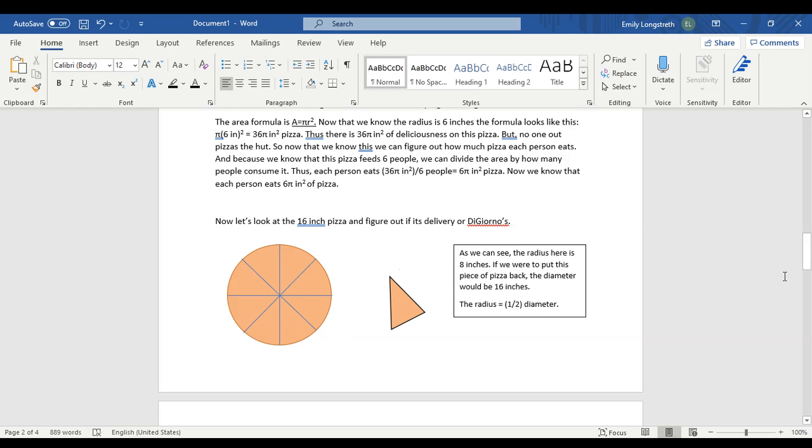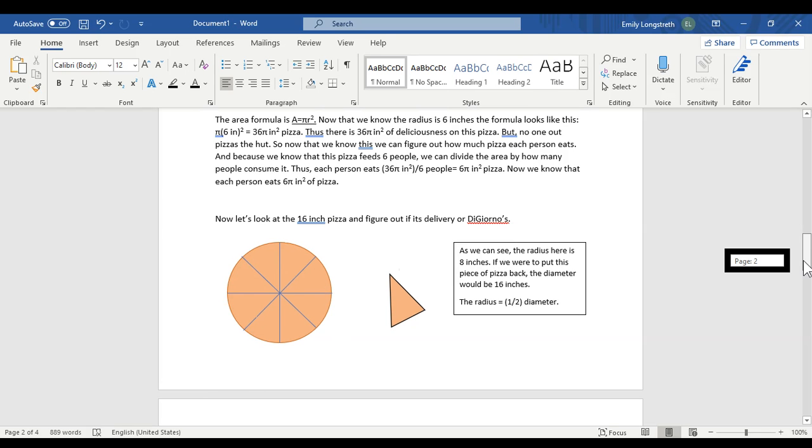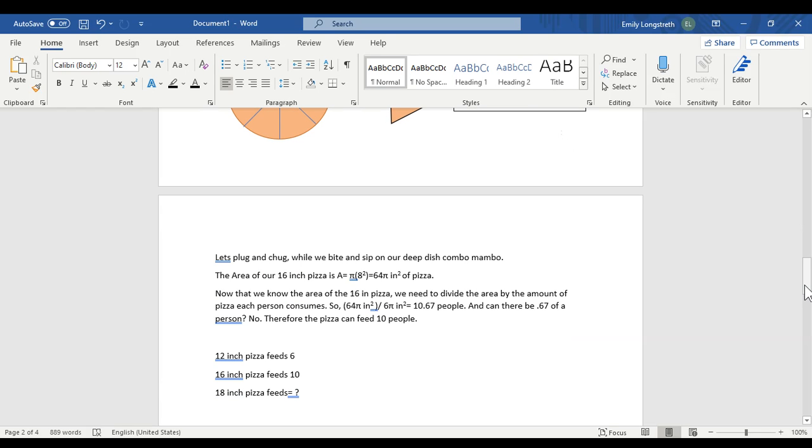That's right, 8 inches. So let's bite and sip on our deep dish combo mambo while we plug and chug this into the formula. Area equals pi times the radius squared, which is pi times 8 squared, and this gives us 64 pi inches squared of pizza. Now that we know the area of the 16-inch pizza, we need to divide by the amount each person consumes.